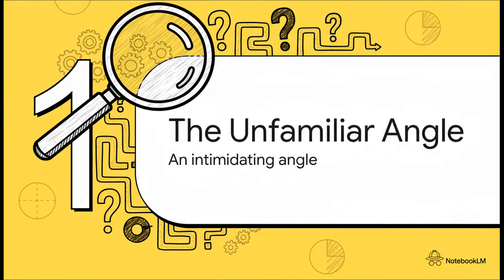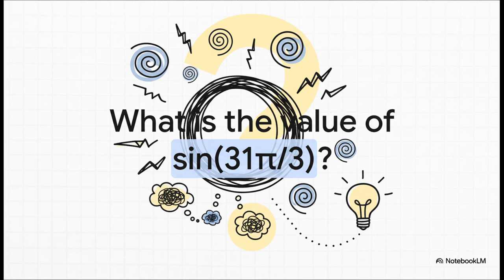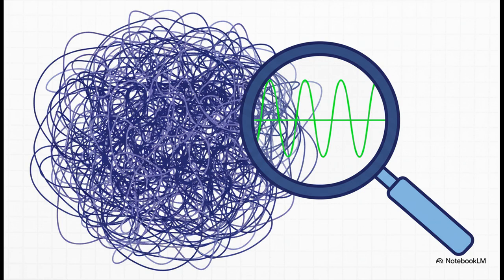In our first piece of evidence, it's this angle that seems like it was specifically designed to be confusing. And there it is, our main suspect, sine of 31 pi over 3. Now, I get it, your first instinct might be to just kind of panic a little. 31 pi over 3, who has that memorized? Well, here's the good news, you don't have to. Yeah, this is definitely not your everyday pi over 6 or pi over 4.